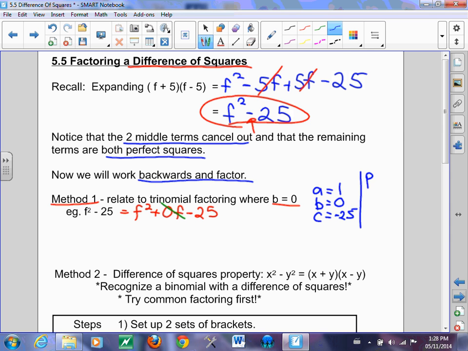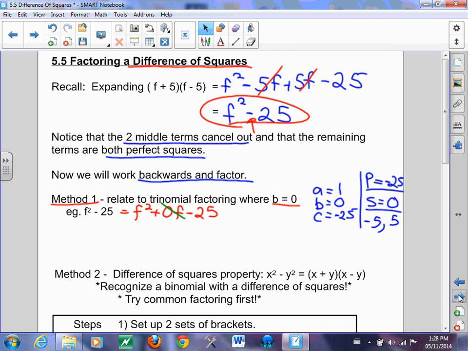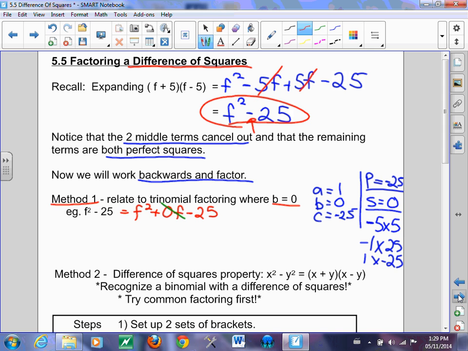Doing that, folks, let's think of our product. Our product is going to be negative 25, and our sum has to equal what? 0. If our sum has to equal 0, that must mean our values have to be exactly the same, except for opposite signs. So what two numbers multiply to negative 25 and give you a sum of 0? Those numbers are negative 5 and positive 5. There's only one case there. The other case you could look at is negative 1 times 25 or 1 times negative 25, and the only one that has a sum of 0 is this one.